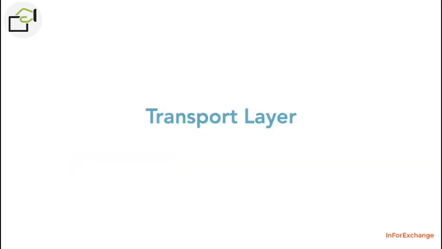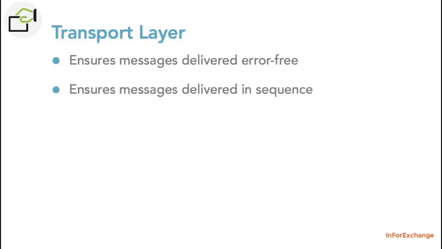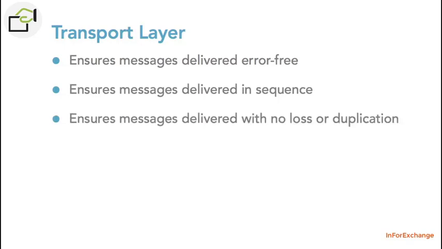The next layer we want to look at is layer 4, or the transport layer. The transport layer does several different things. One, it ensures that messages are delivered error-free to their destination. It also ensures that messages are delivered in the proper sequence that they were transmitted in. The transport layer also ensures that the messages it delivers are without loss and are not duplicated.